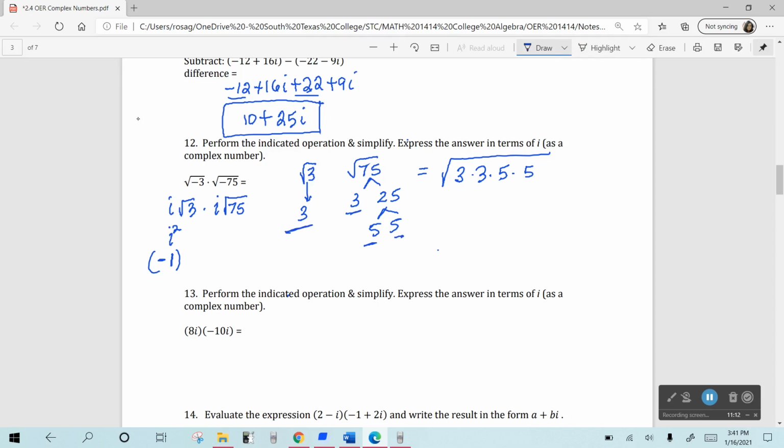Now, any pairs you can take out as a single number because, like, if I put these two together, 3 times 3 is 9, and the square root of 9 is 3. See? So, any two pairs of the same number I can take out by itself. So, it's 3 times 5, 15. Now, 15, but don't forget that we had the i squared, so the i squared gives you a negative. So, you have 15 times -1, so that gives you -15.